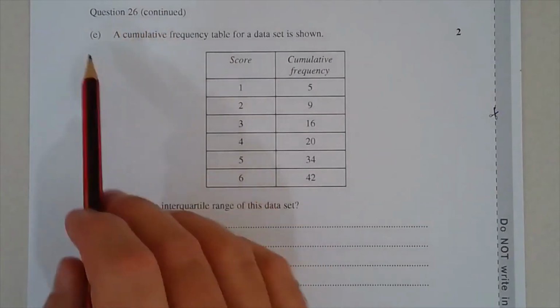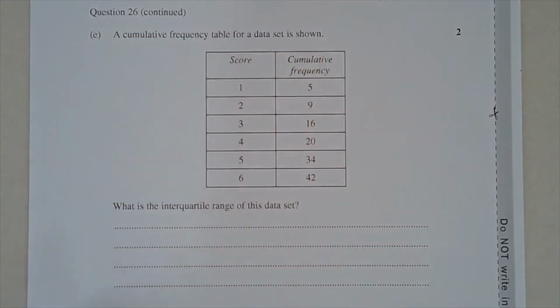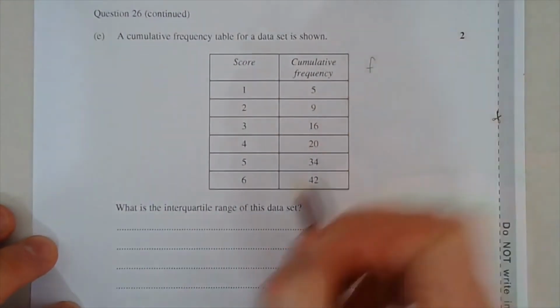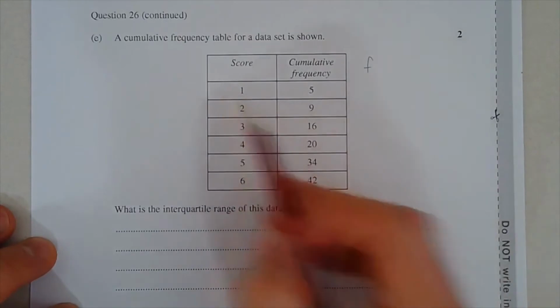Question 26E. A cumulative frequency table for a dataset is shown. What is the interquartile range of this dataset? So this solution is different to the solution in the NESA marking guide, so just an alternative way of solving or entering this problem. What I'm going to do is create a frequency column and convert the cumulative frequencies into the frequencies for each score.